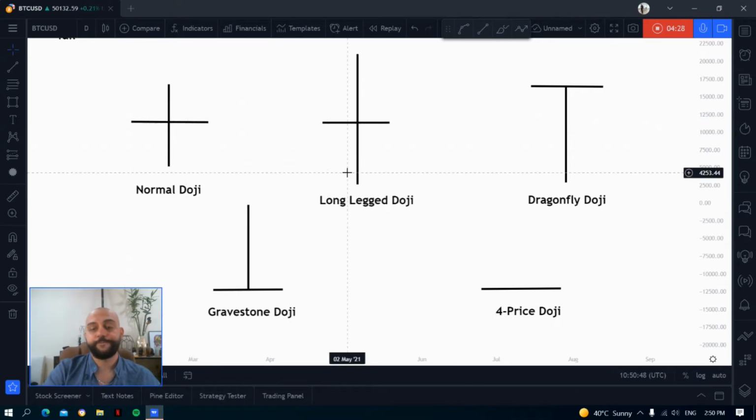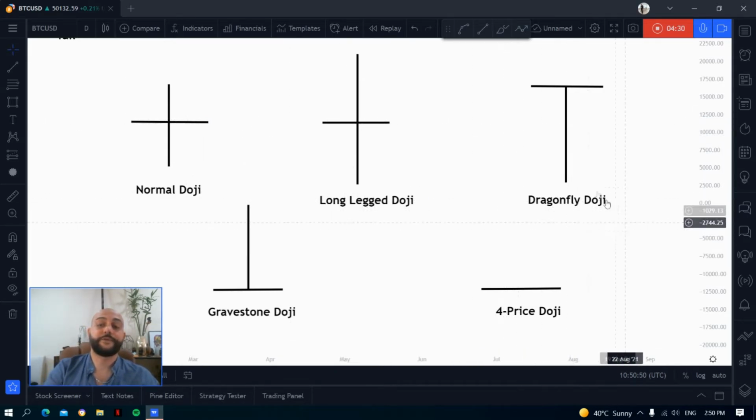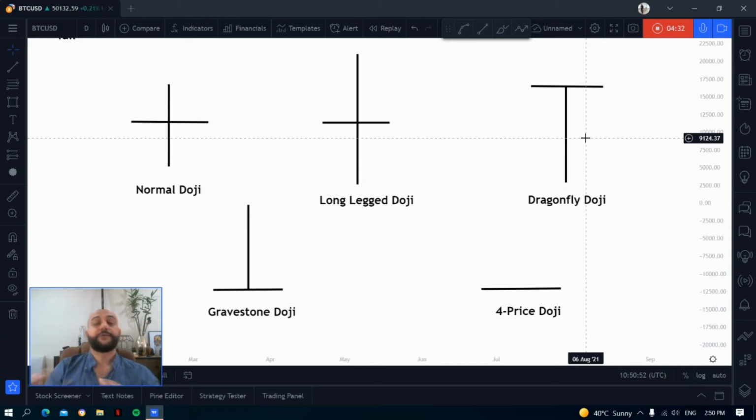The third type is called the Dragonfly Doji. Now, a Dragonfly Doji is a reversal sign. You usually see this pattern at the end of an uptrend or at the end of a downtrend, and it represents a reversal. So if the trend is going up and you see this Dragonfly Doji, it means that the market will probably go down after this doji.